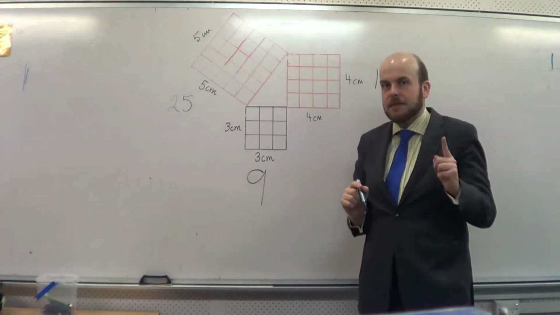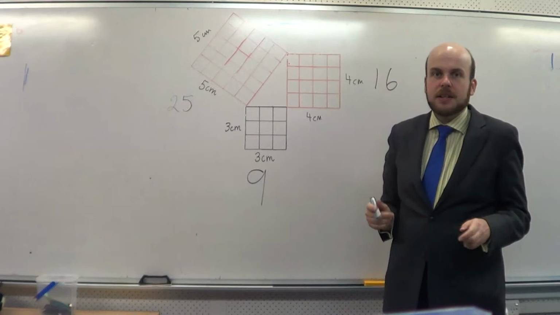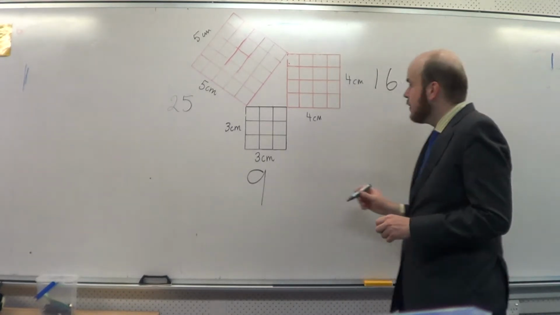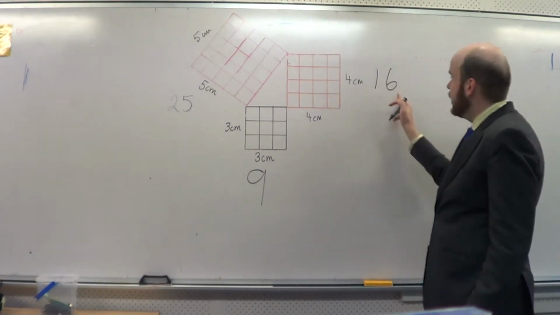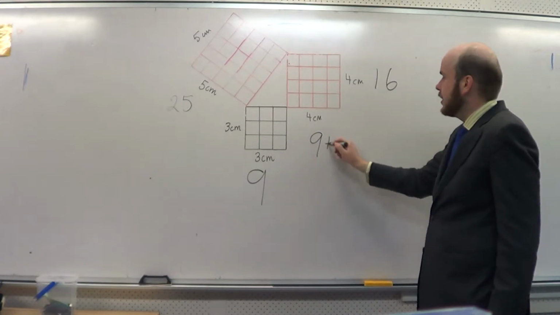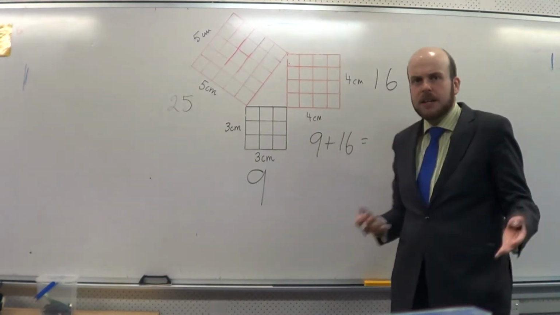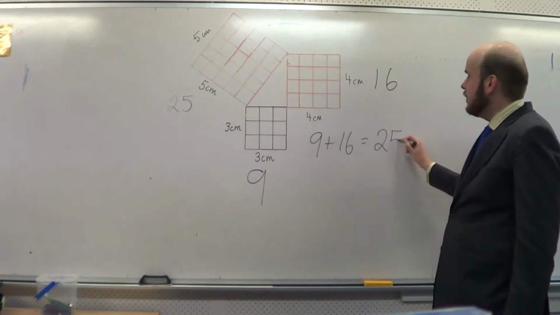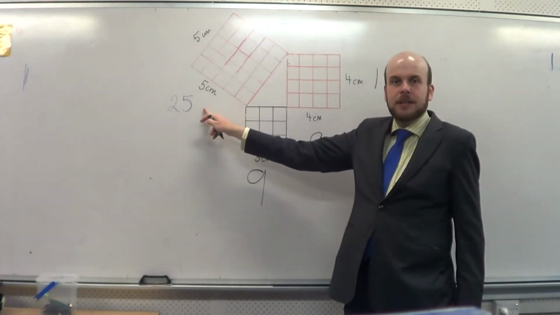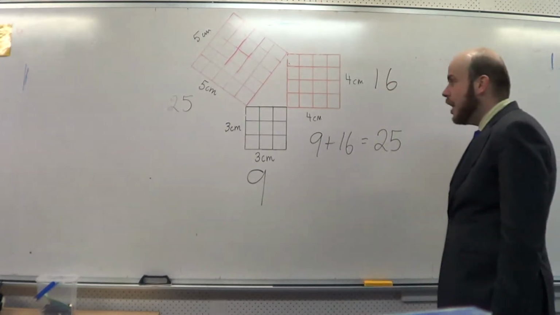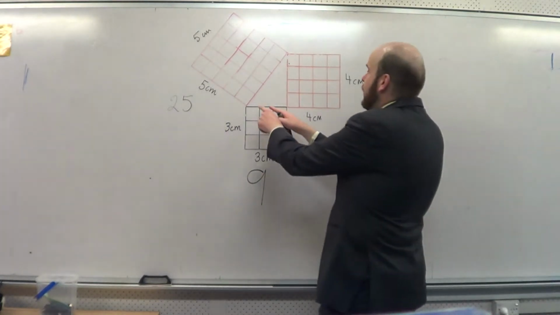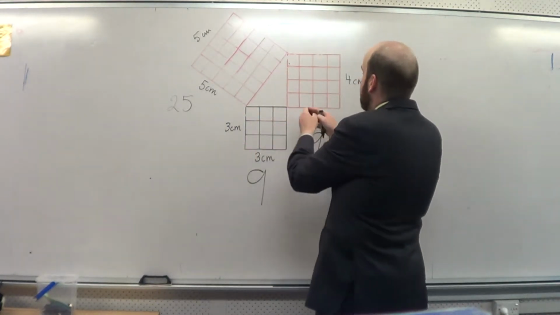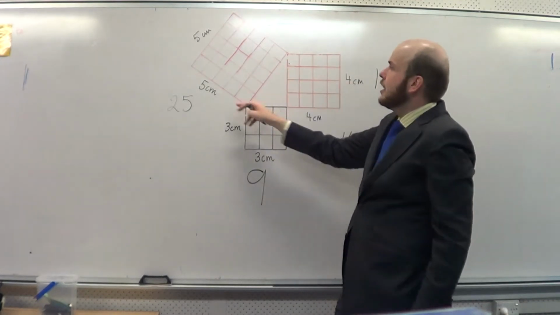Now, this is even more interesting. Well, at least I think so, because mathematics is very interesting. If I was to add these together, so 9 plus 16, what does that equal? Well, 9 plus 16 is 25. Boom! That's this number here. So in other words, if I was to have this area here plus that area there, it's equal to this area as well.